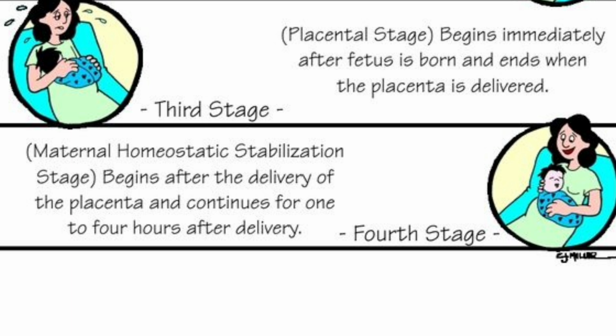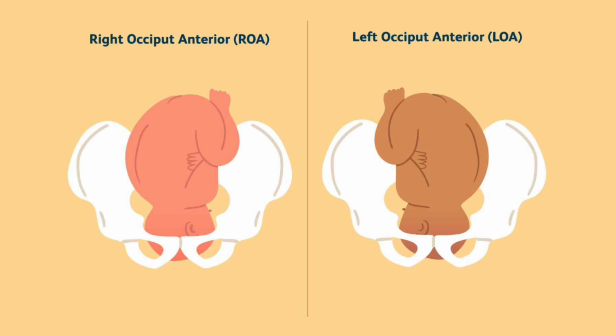Next, we are moving to the position. We have many positions. For the normal delivery, we have only two positions, that is left occipital anterior and right occipital anterior. But the most common position is left occipital anterior.